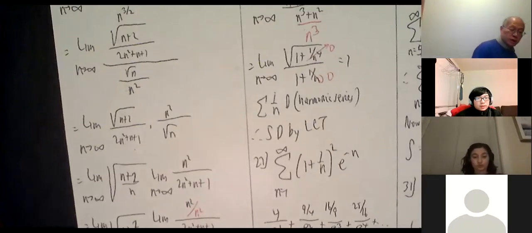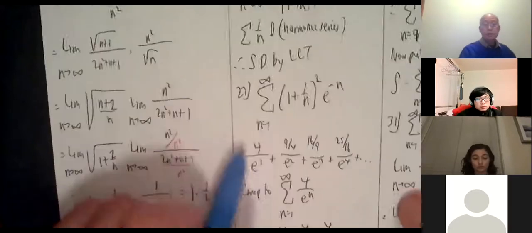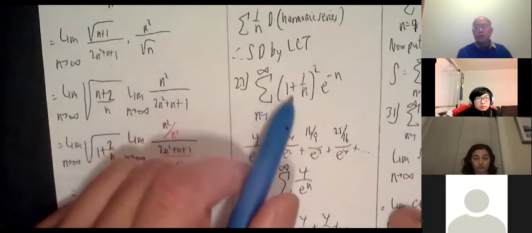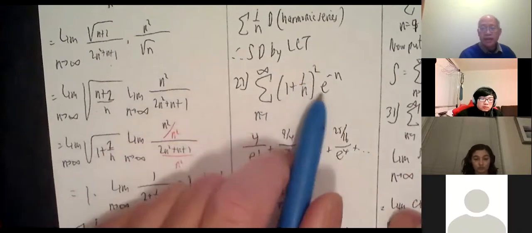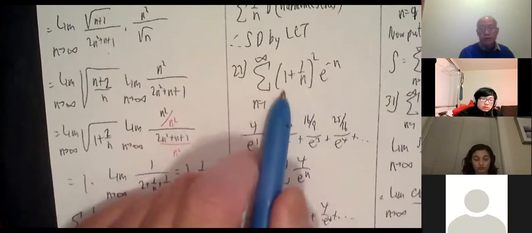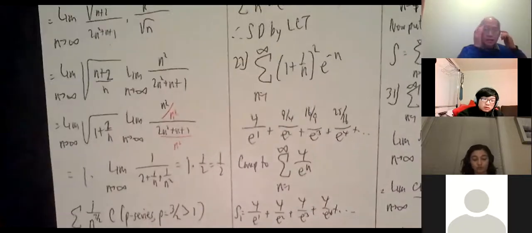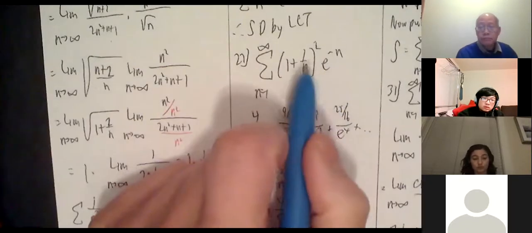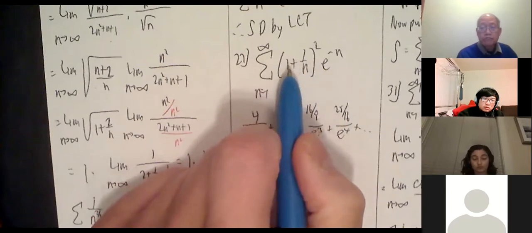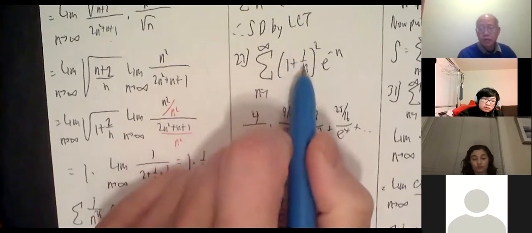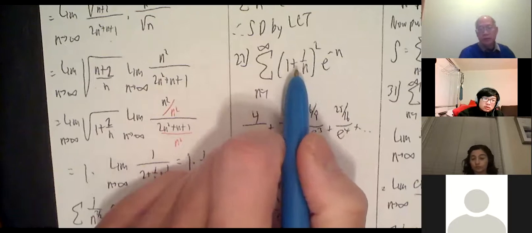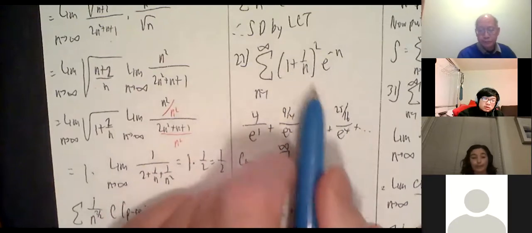27, 29, and 31, they do match. Okay, so these do. Okay, 1 plus 1 over n squared times e to the negative n. Now this is so weird, it doesn't look like I can compare it to anything. But let me go ahead and write some of the terms out. Sometimes if you're not sure what happens, just write some terms out.